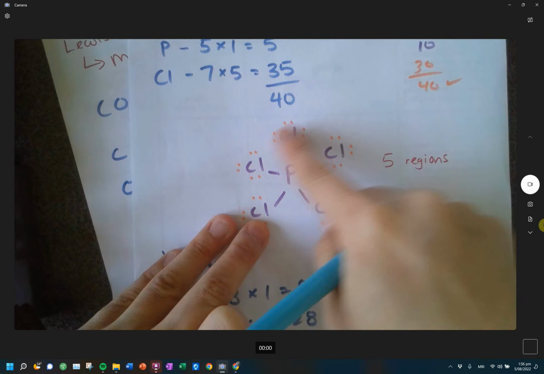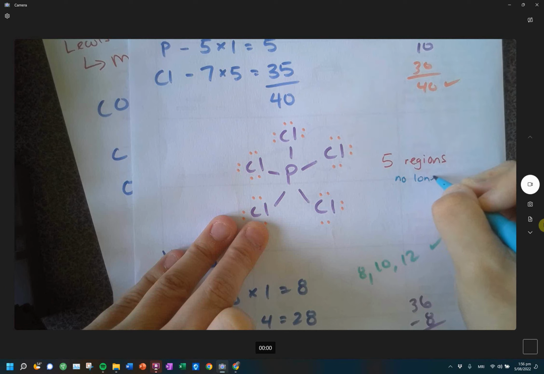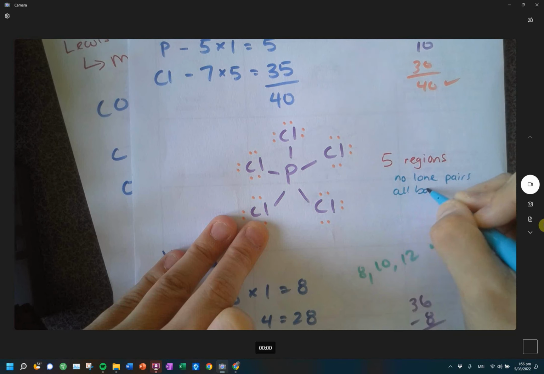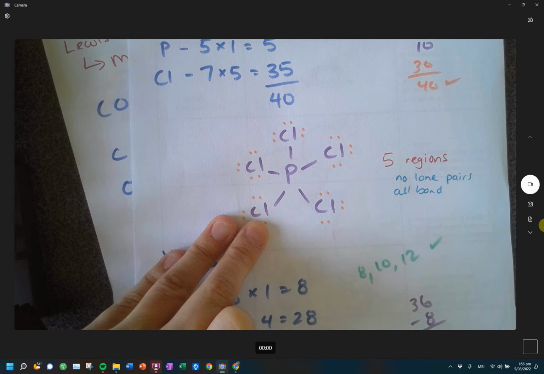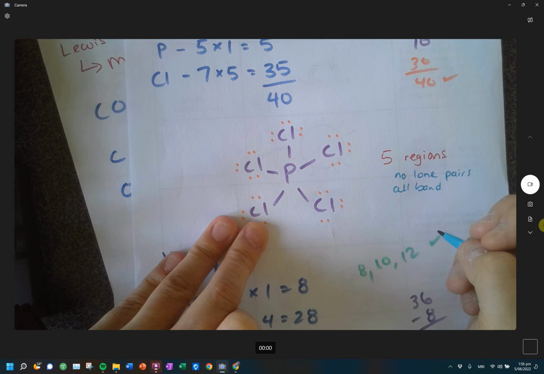This one over here, 5 regions, no lone pairs. You could also say all bonded. You should do both, I would say, when you're writing. Say how many are bonded, how many are unbonded. In this case, 5 regions, all bonded. That is a trigonal bipyramid.